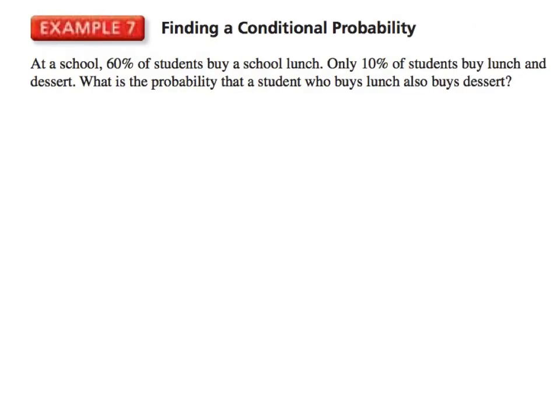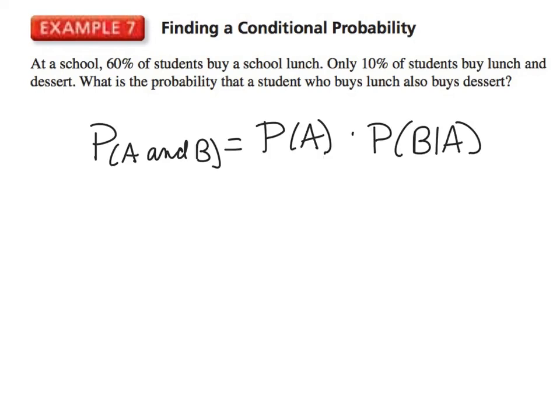Last problem. At a school, 60% of students buy a school lunch. Only 10% of students buy a lunch and dessert. What is the probability that a student who buys lunch also buys dessert? Well, the first thing we look at is right here. We want to know the probability that a student who buys lunch also buys dessert. That right there is the conditional probability because one has to happen before the other. So we know this is dependent events. So we have to determine which one is event A or event B.